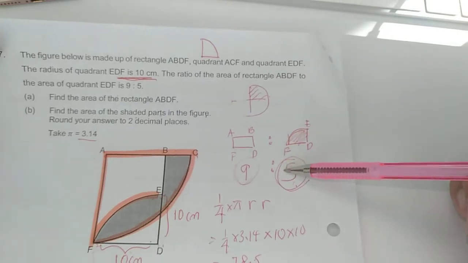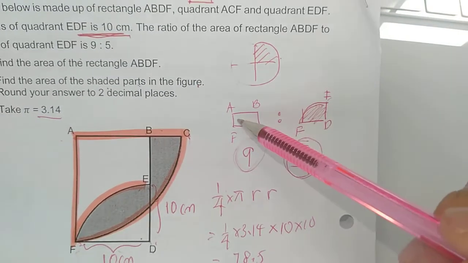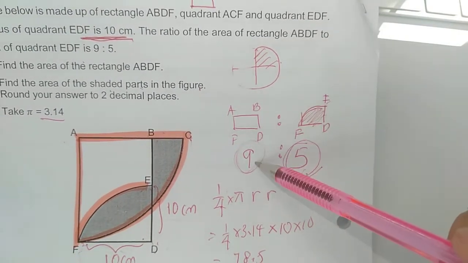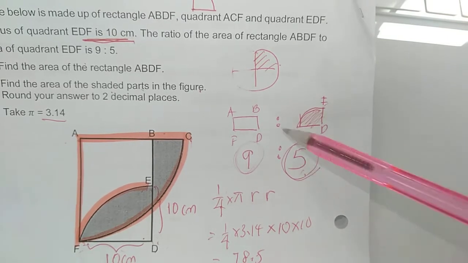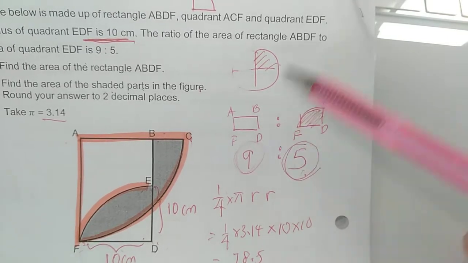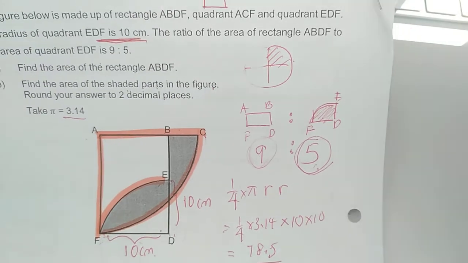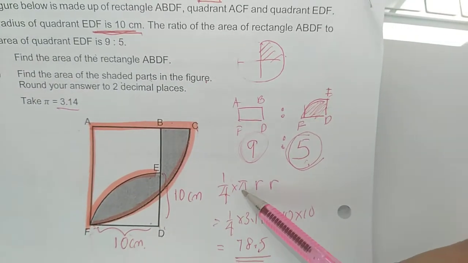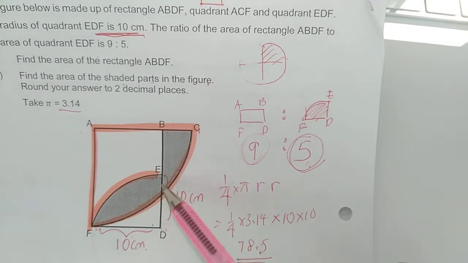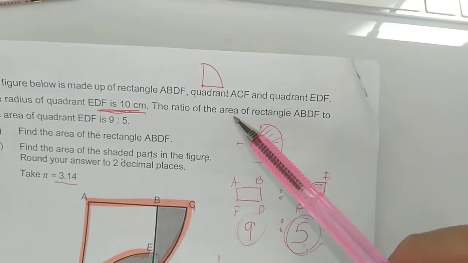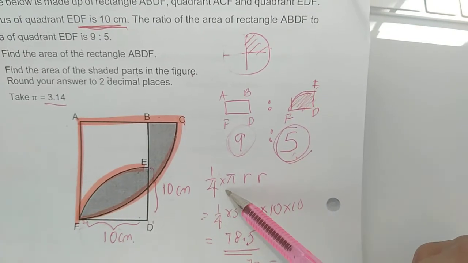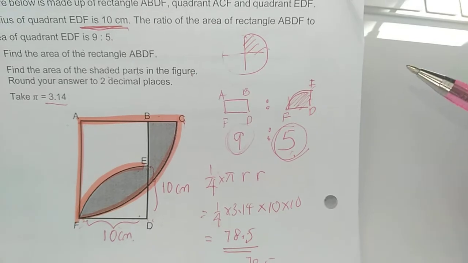So I drew it here to make it clearer. The area of the rectangle is 9 parts, the area of the quadrant is 5 parts. This is clearly bigger. My diagram is not drawn to scale. So remember, area of a circle is pi times radius times radius. Since it's a quadrant, it's only 1/4 of a circle. We times 1/4, or you can divide by 4.